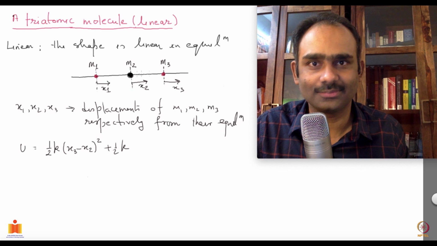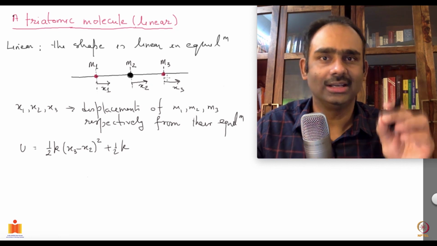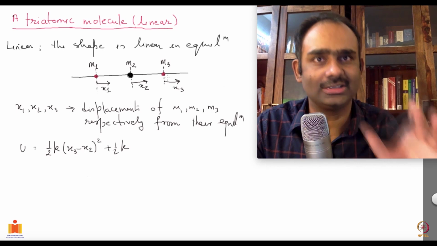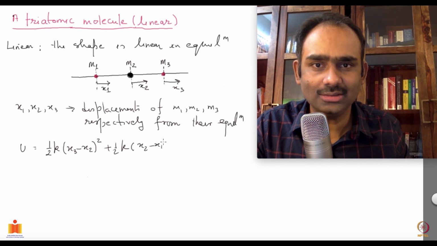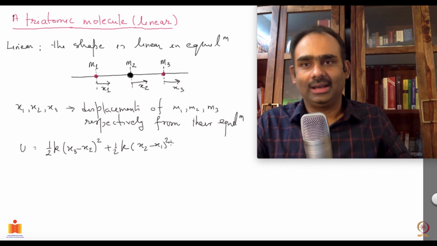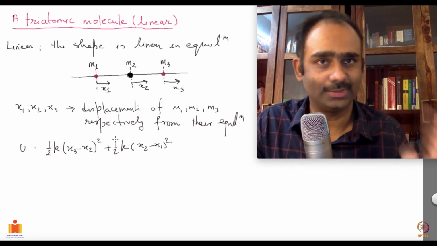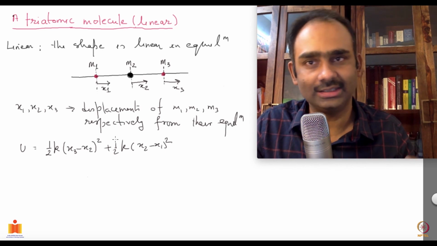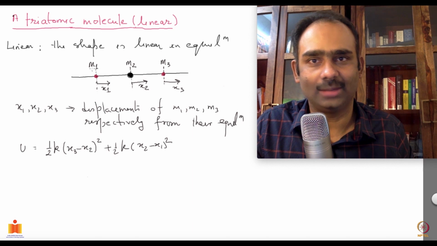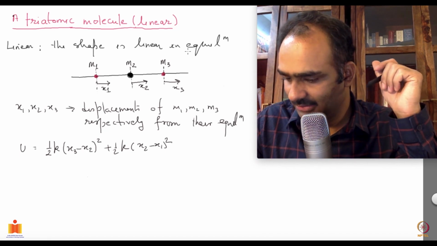But the moment they get displaced, there is a restoring force which is going to create the potential energy, and which will be just x3 minus x2 squared, right? Because that is how much the separation has changed. And similarly here, x2 minus x1 squared. And I'm assuming that the strength of the forces are same, so the K, the spring constant, is same here in both the cases. That's one assumption I have made, and also I have neglected any direct interaction between m3 and m1.